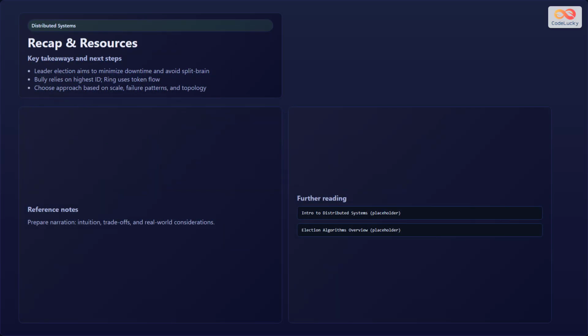Let's recap the key points. Leader election ensures distributed systems have a single coordinator at all times. Bully algorithm elects the highest ID node quickly but uses more messages. Ring algorithm circulates a token around an ordered ring, scaling better but taking longer. Choose based on your cluster size, failure patterns, and performance needs. Always add fault tolerance mechanisms like heartbeats and timeouts. Keep implementations simple and testable. Most importantly, understand the trade-offs so you can choose the right algorithm for your specific system. For deeper learning, explore consensus algorithms like Raft and Paxos, which build on these foundational concepts.